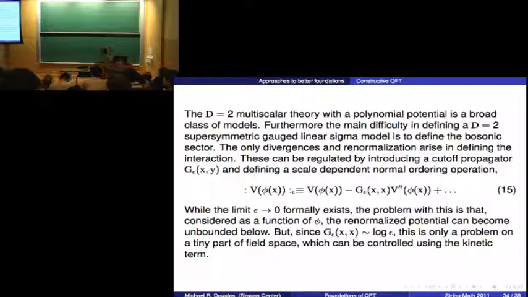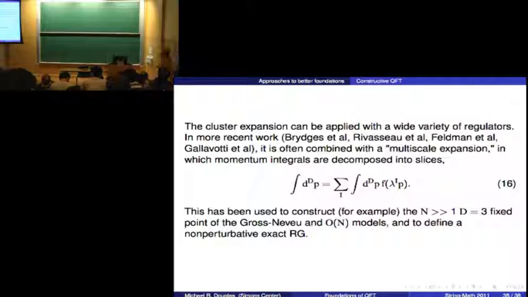And then the subtle problem is that if you actually think of this at finite cutoff epsilon as a function of phi, you can actually check that these lower order terms go as log epsilon and log squared epsilon, and you get this tiny region of field space where the potential becomes arbitrarily negative because of these renormalization subtractions. And so the potential is actually unbounded below. But it's unbounded below on this very, very tiny piece of field space, and you can show that the kinetic term and so forth keeps you out of there, and it gives you a finite theory. And so that was the content of this discussion. And again, there's a variety of interesting things that were done in this way.